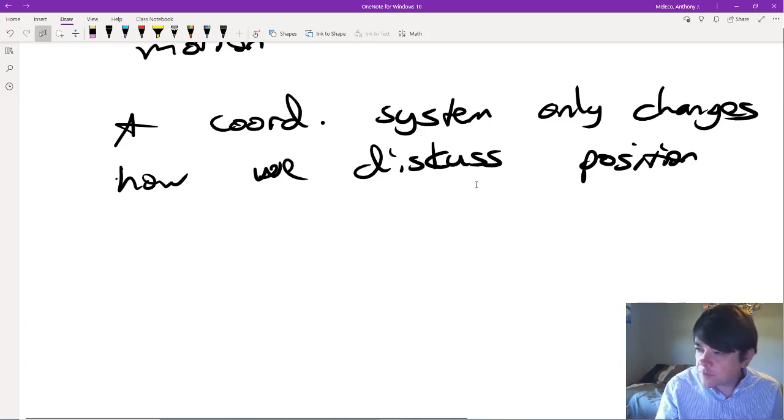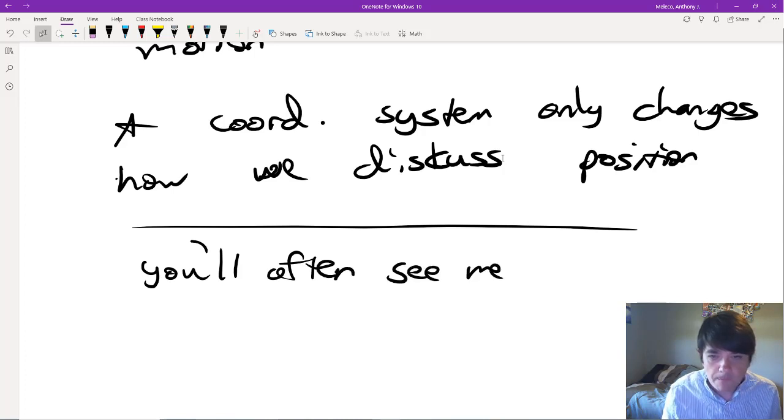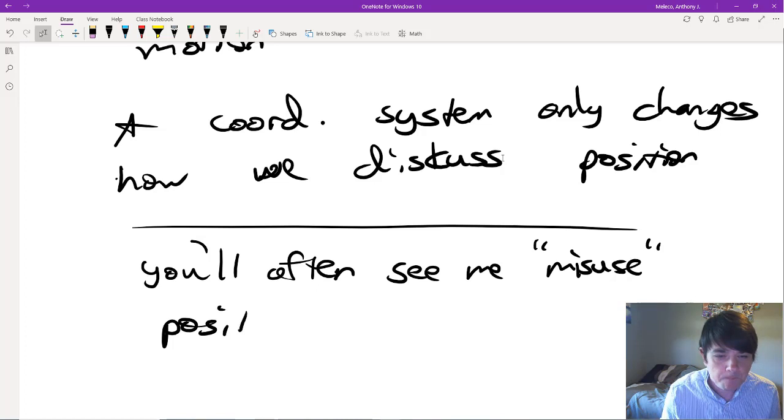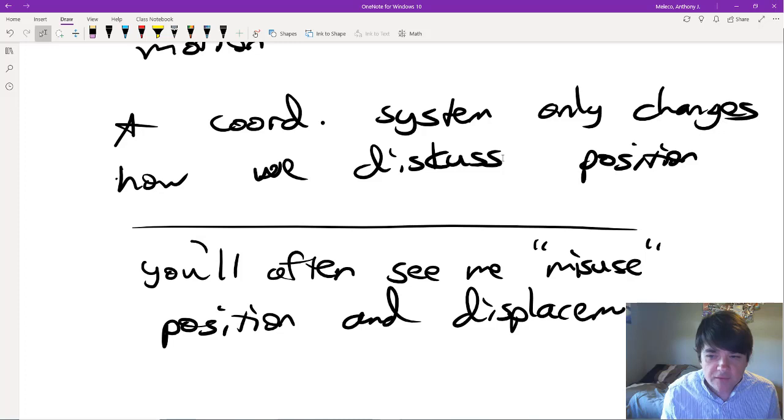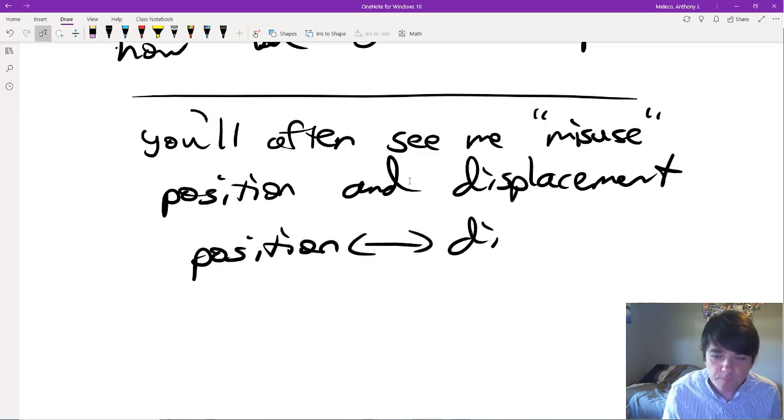So there's one other thing I want to talk about with position, distance, and displacement. You'll often see me misuse, I guess is the proper term here, position and displacement. That is okay because another definition for position is displacement, I guess, in a way. So you'll see me kind of use these at the same time.